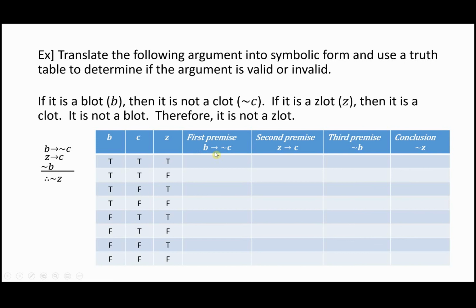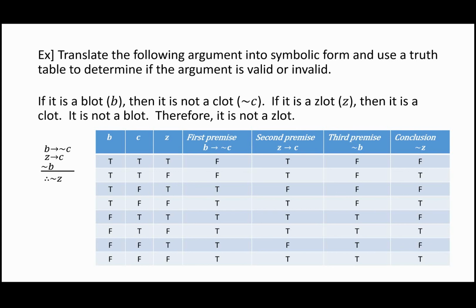The first premise, go ahead and if you haven't done so already, write down that first premise in symbolic form. B implies tilde C. Second premise is Z implies C. The third premise is tilde B, and the conclusion is tilde Z. Now, again, side work to determine the truth value combinations for all 8 cases. Press pause if you want to do that on your own, but here are the answers. Here is the truth value combinations for the first premise, second premise, third premise, and conclusion. Having the truth table already filled all the way out, we are now ready to start the analysis.